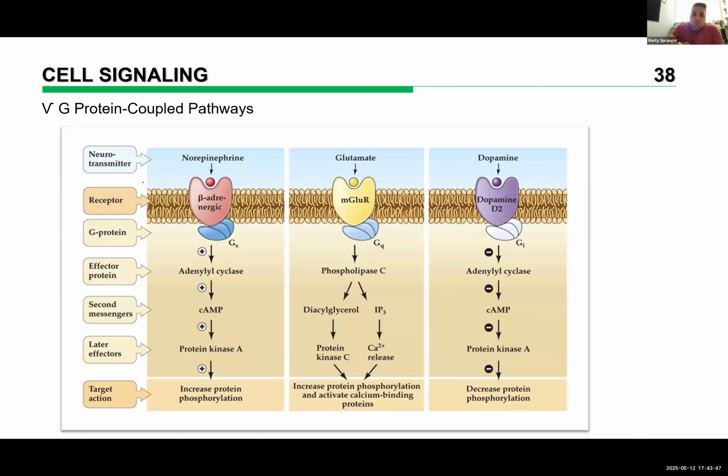So these are 3 G protein coupled mechanisms. Now, this is the receptor, this is the G protein. I don't care that you know norepinephrine or what the name of this receptor is. It's not important right now. What's important are the 3 different types of G proteins. There's a G sub S that stands for stimulatory. There's a G sub I that stands for inhibitory. And there's a G sub Q that nobody knows what it stands for.